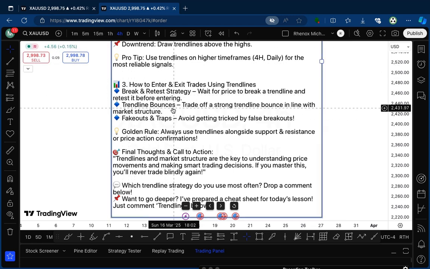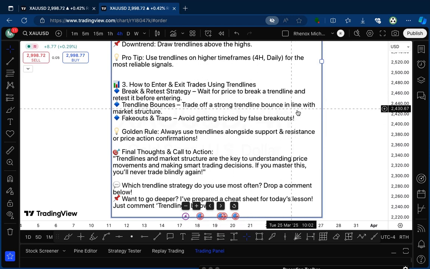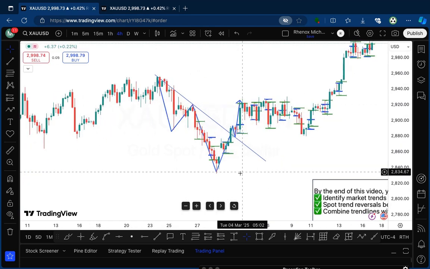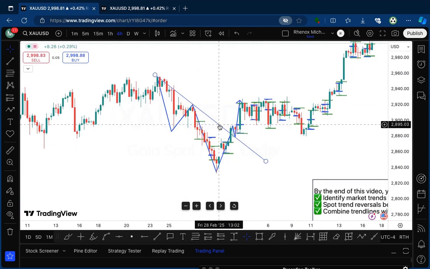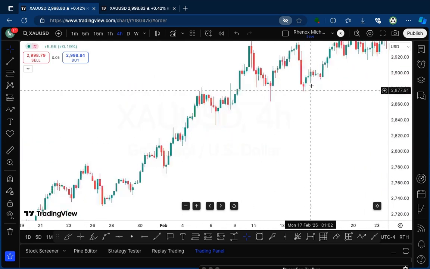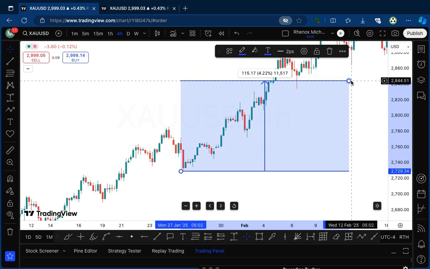So now the trend line bounces. When you get a trend line, you need to trade off a strong trend line bounce in line with market structure. Now, we didn't have a bounce here, we had a breakout of that trend line. Let's do something that has a bounce. So now, sorry, that's the wrong tool.